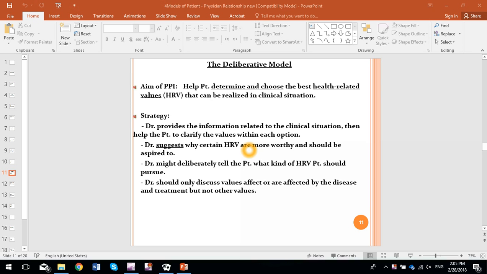And the physician here should only discuss values that affect or are affected by the disease and the treatment, but not other values. We are looking for the values that help in the disease cure and help in treatment.